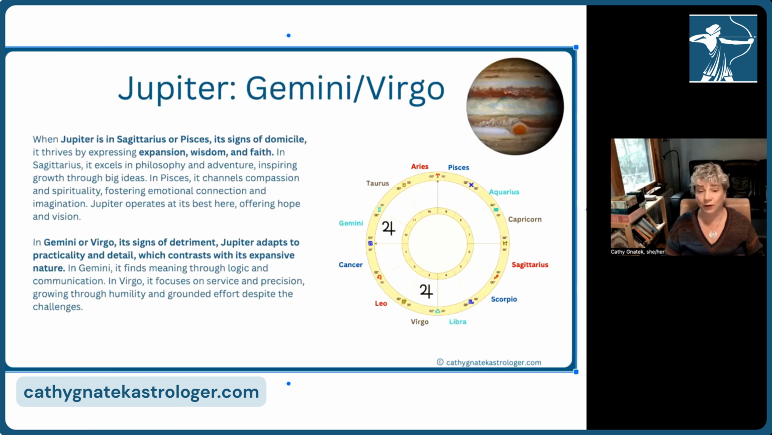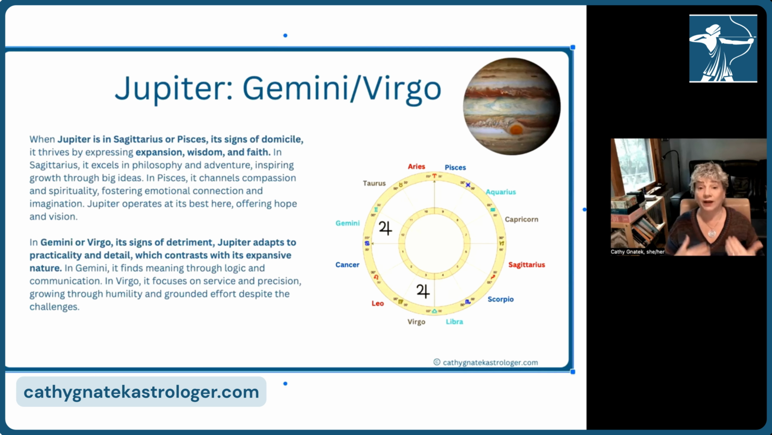And then we have Jupiter, which rules Sagittarius, the sign opposite Gemini, and Pisces, the sign opposite Virgo. So it's in its detriment in Gemini and Virgo. When Jupiter's in Sagittarius or Pisces, the sign of its domicile, it thrives by expressing its natural traits of expansion and wisdom and faith and abundance. In Sagittarius, it excels at philosophy and adventure, inspiring growth through big ideas. In Pisces, it channels compassion and spirituality, fostering emotional connection and imagination. Jupiter operates at its best here, offering hope and vision.